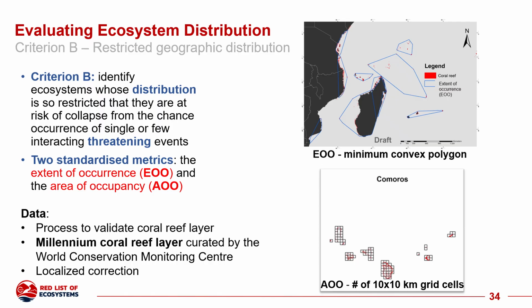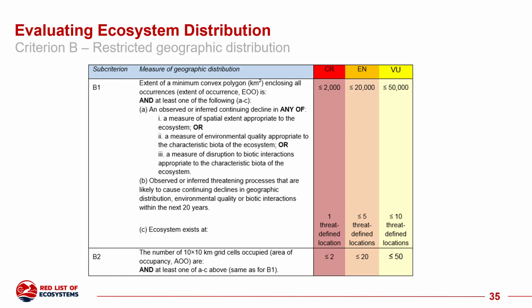In addition to the spatial extent, you must also identify whether there are current or expected threats affecting coral reefs in each ecoregion, such as warming, pollution, coastal development, or overfishing. Finally, to determine the risk category, you'll compare your EOO and AOO values to the thresholds set in the RLE guidelines, which are summarized in these tables. These thresholds determine whether an ecosystem should be classified as vulnerable, endangered, or critically endangered under Criterion B.